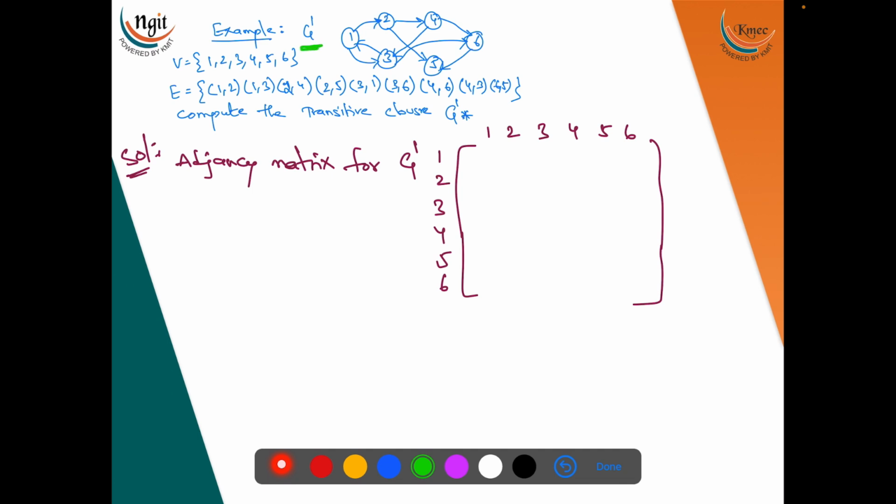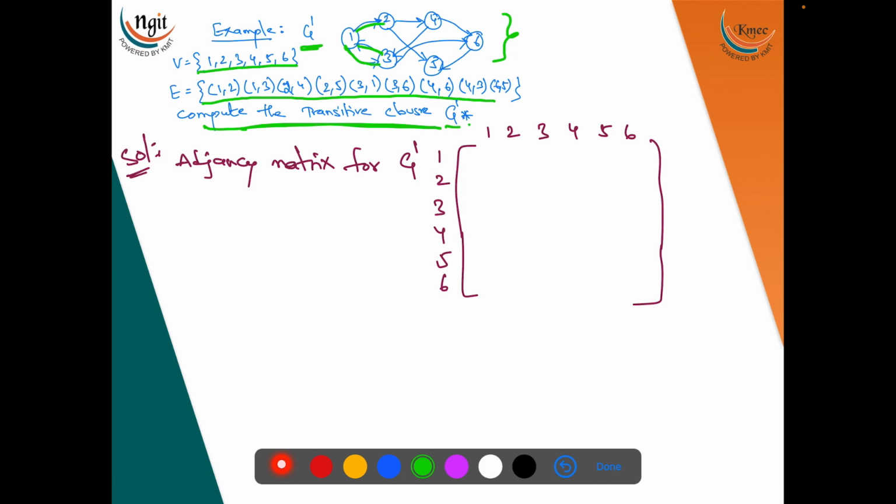The digraph has 6 vertices 1, 2, 3, 4, 5, 6, and these are the edges. As I told you, this is a digraph, a directed graph. Now, this directed graph has the edges from 1 to 2, from 1 to 3, and from 3 to 1. Whatsoever edges I can see from this graph, I wrote here in E. Now compute the transitive closure G dash star.